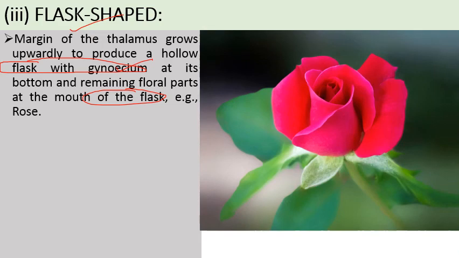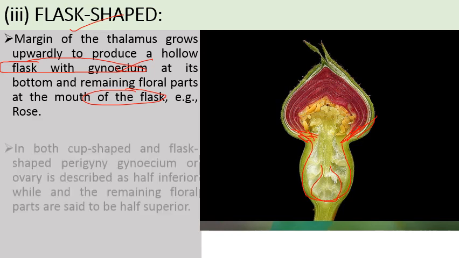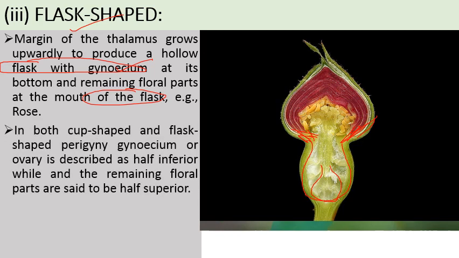And this type of thalamus is found in case of rose. So in this case we can see here जो thalamus है it forms a flask-like structure. जो ovary है वो इसके base से arise होती है, और जो floral parts हैं remaining they arise from the apex of this flask or mouth of this flask. जो petals हैं, sepals हैं और stamens हैं वो इसके rim से, mouth के rim से arise होते हैं. For example, in case of rose.